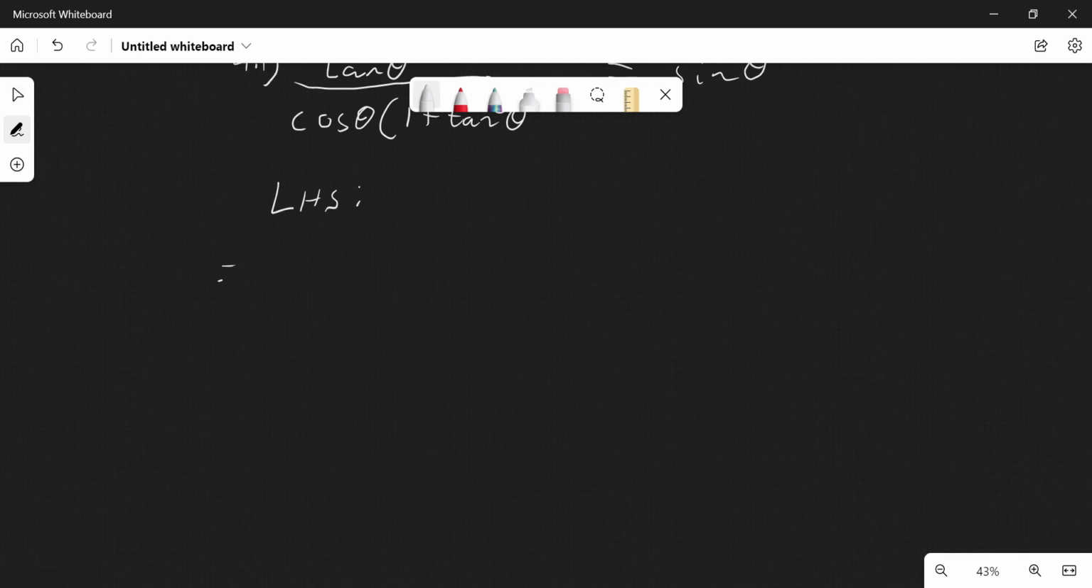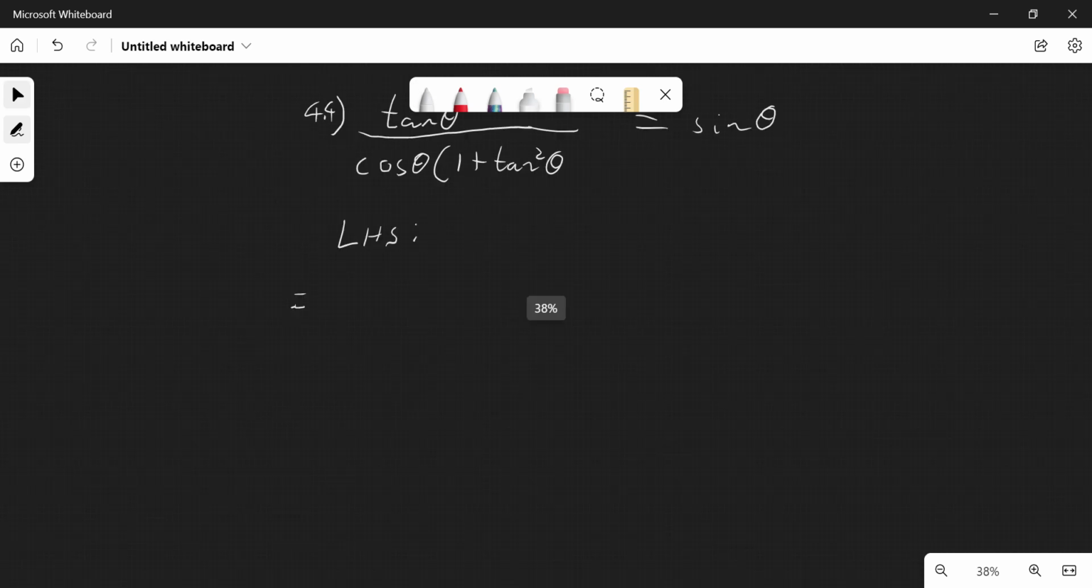Right, so my first step was as follows. The first time I did it, I said, because this tan at the top is equal to sine theta over cos theta, I said sine theta over cos theta, all of that divided by 1 over cos theta. So I multiplied this cos at the bottom into the bracket.